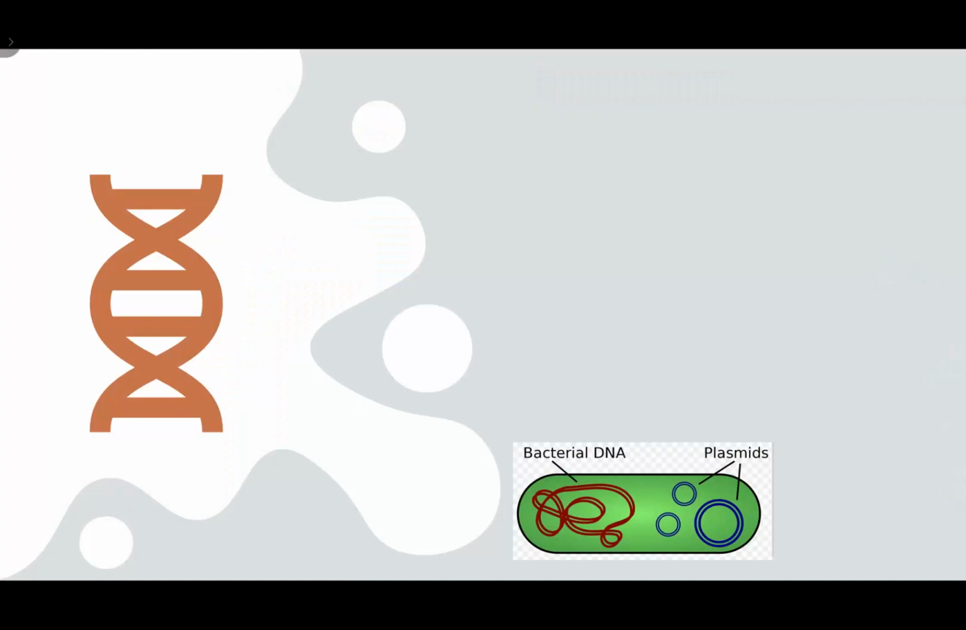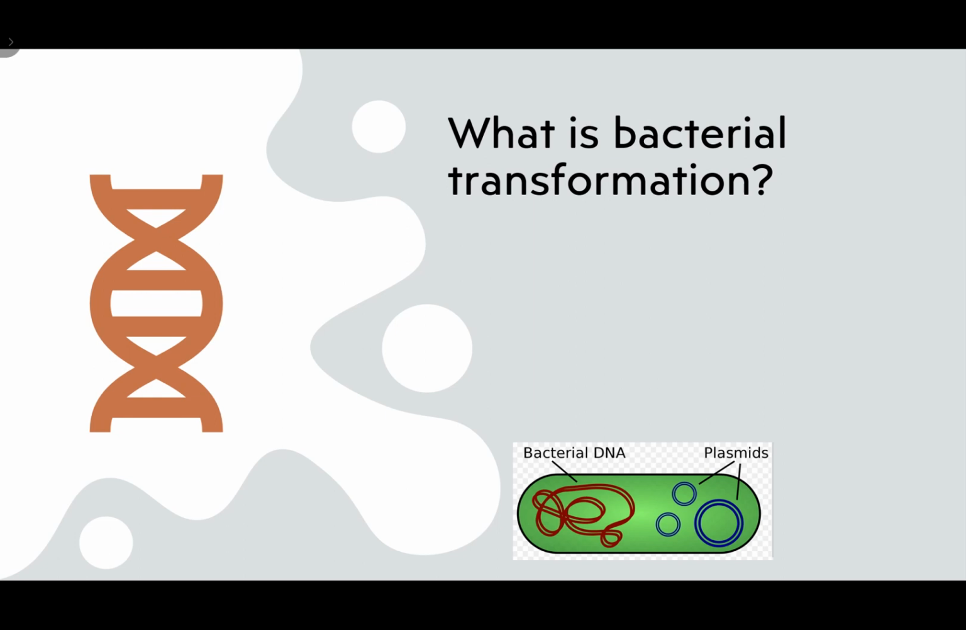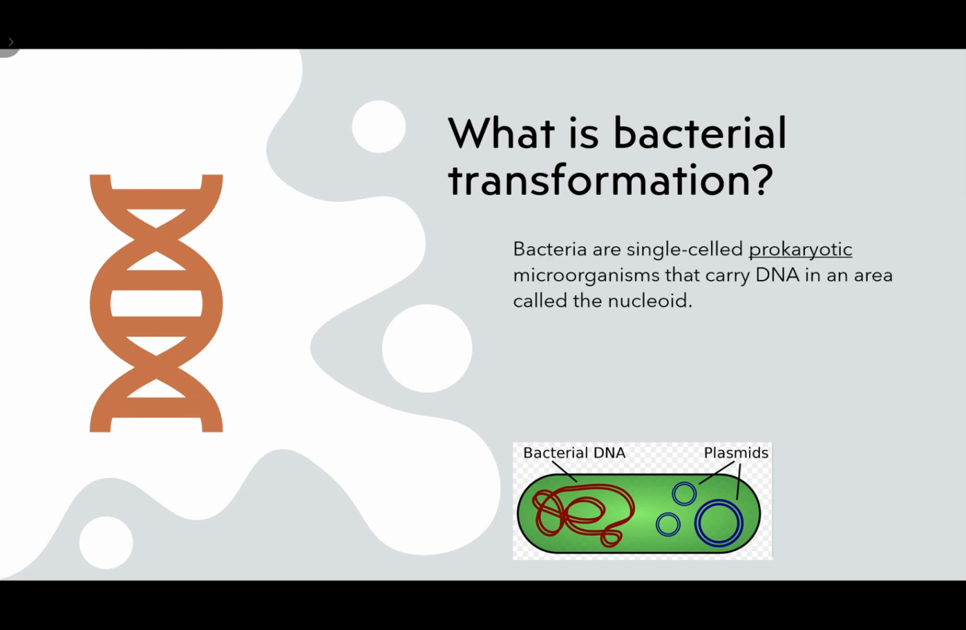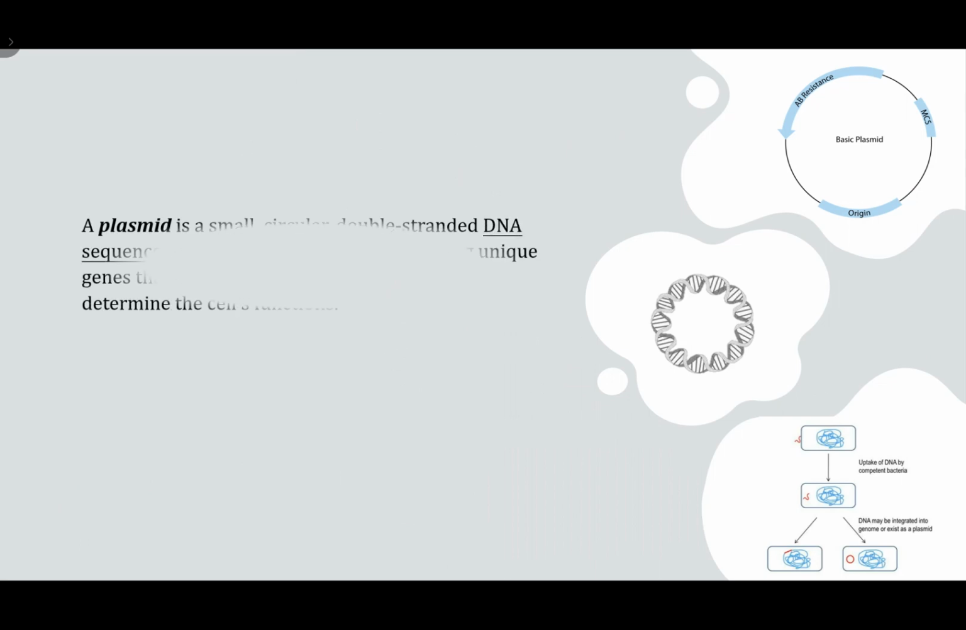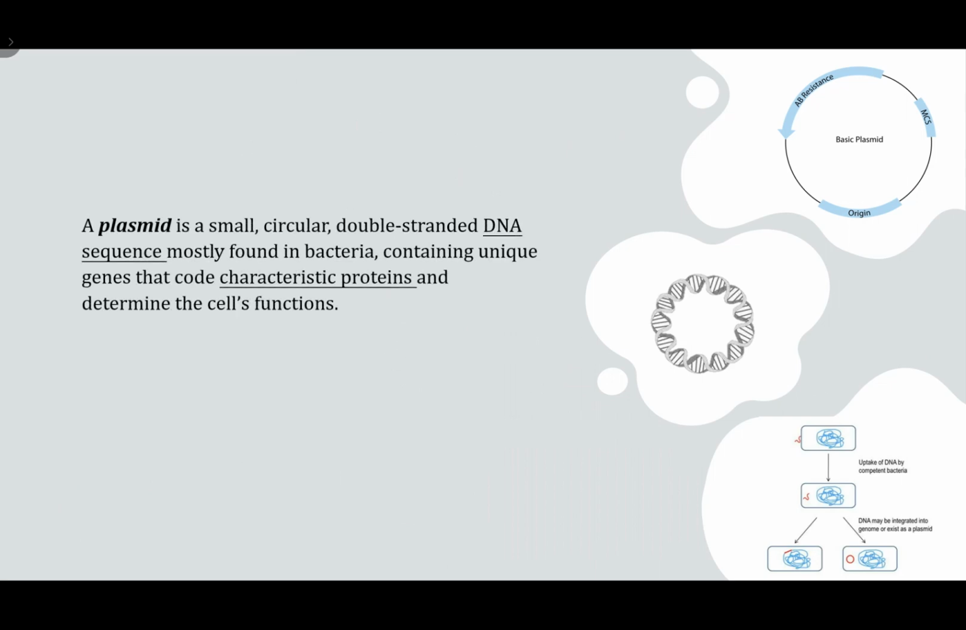So let's take a look at some basic concepts about bacterial transformation. As we know, bacteria are prokaryotes, which means they do not have a nuclear envelope. Instead, they contain DNA in an area called the nucleoid. Transformation is the process by which exogenous DNA is introduced into bacteria and then expressed as functional proteins. A plasmid is a small, circular, double-stranded DNA sequence found in bacteria that codes characteristic proteins.